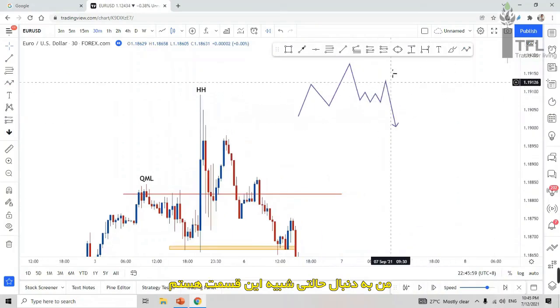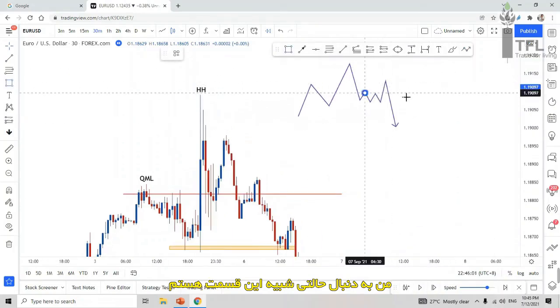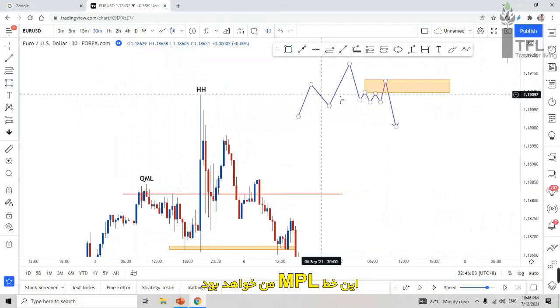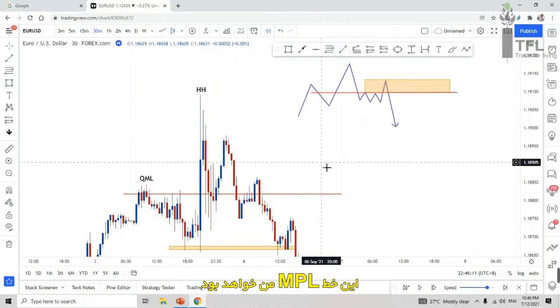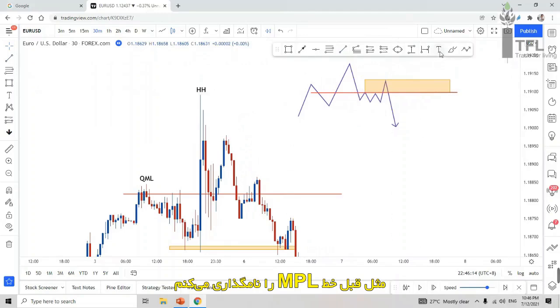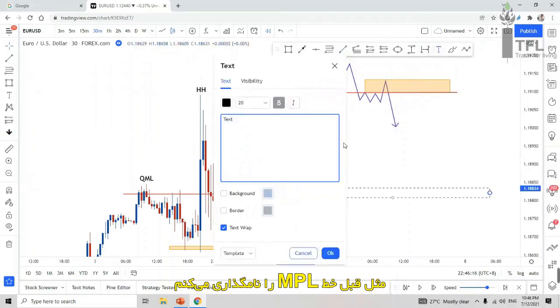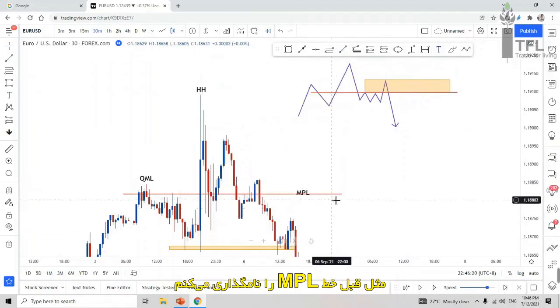So this is what I'm looking for. This part over here is what I'm looking for. So this line over here is my MPL. This is my MPL, maximum pain level. So similarly, I'm going to label it my maximum pain level over here.